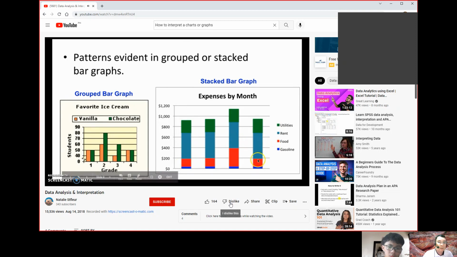And we know this because a larger portion of each bar is dedicated to rent, which is shown here in that blue, in the light blue.